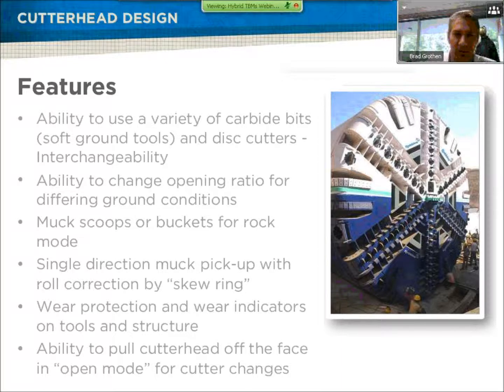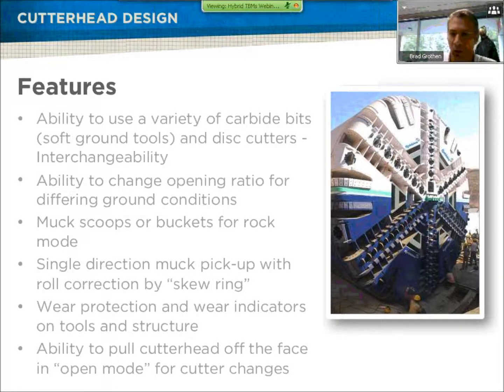So how are we doing this? How are we changing the head between the two different varieties? Well, the first one that was mentioned is the machine has to be able to accept a variety of tools. We need to change from a soft ground tool, which would be the knife edge bit, to more of a disc cutter as soon as we hit the harder geology.